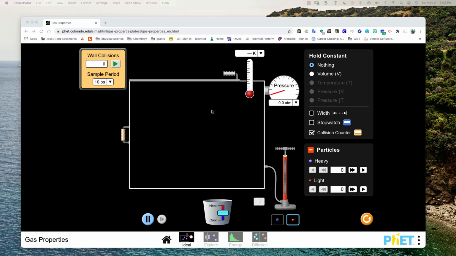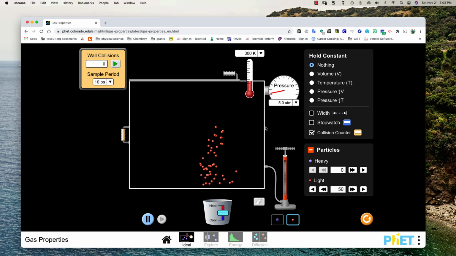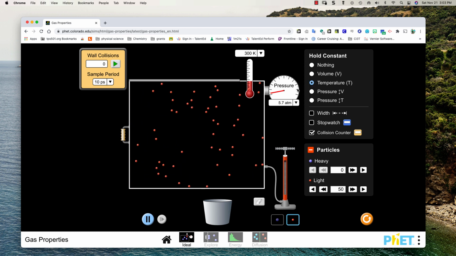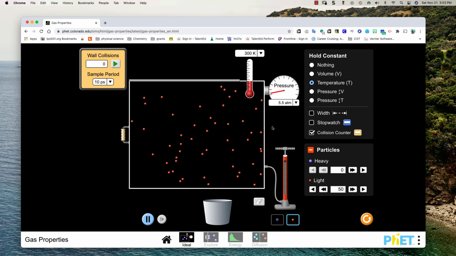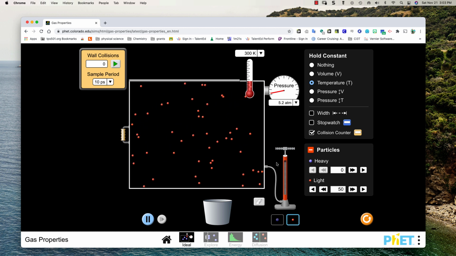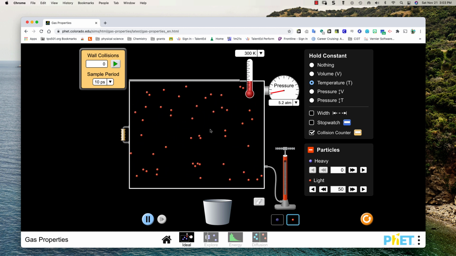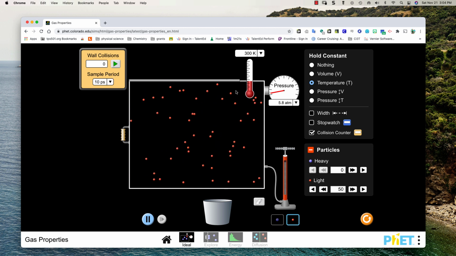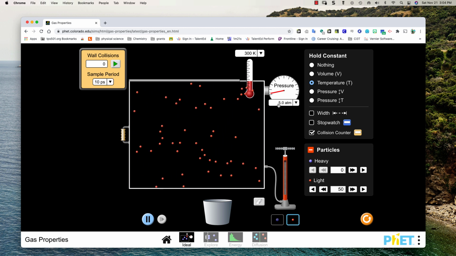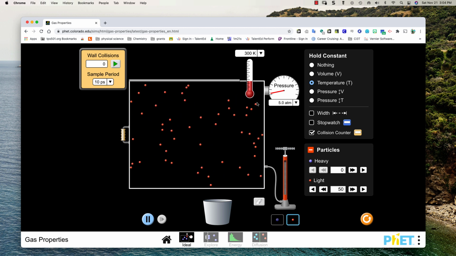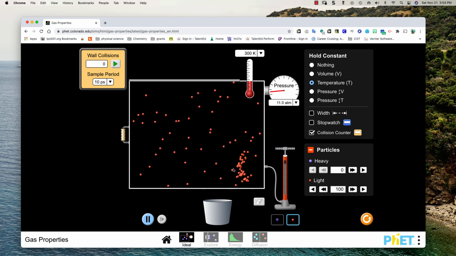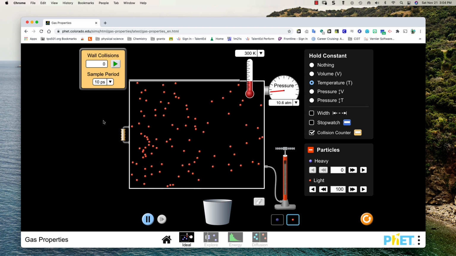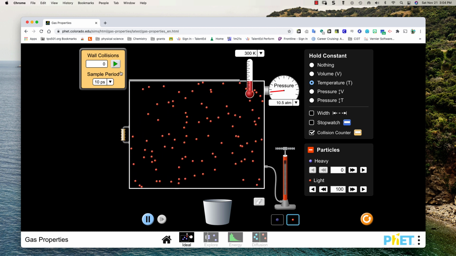So, we're looking at pressure and volume. What I'm going to do is add some molecules of light particles. We're going to hold temperature constant, and we're also going to keep the number of atoms constant, but we're not going to touch this little bicycle pump. If you notice, the pressure ranges about 5.1, going back up and down. We added 50 more molecules, so the pressure goes up. But what happens if we change the volume?